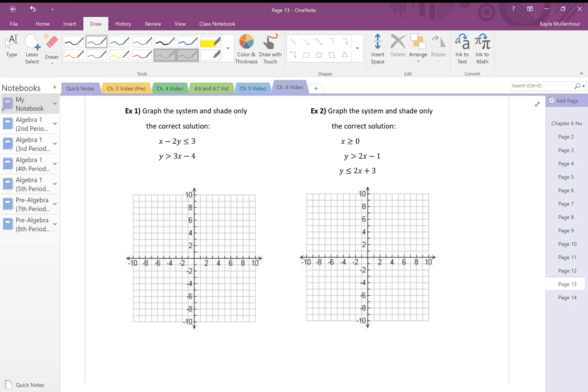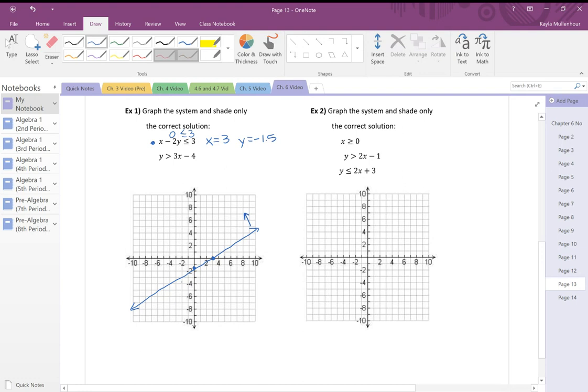So the first inequality is x minus 2y is less than or equal to 3. Our x-intercept is going to be 3. Our y-intercept is 3 divided by negative 2. So we get negative 1.5, which is about there. That is going to be a solid line because it's less than or equal to. If we were to think about the shading of this line, if we were to plug in the point 0, 0, is 0 less than or equal to 3? Yes, that's true. So we would want to shade above this blue line.